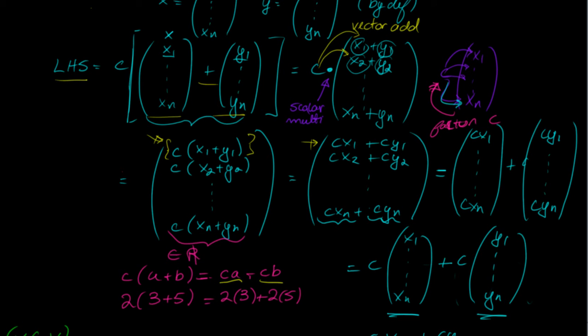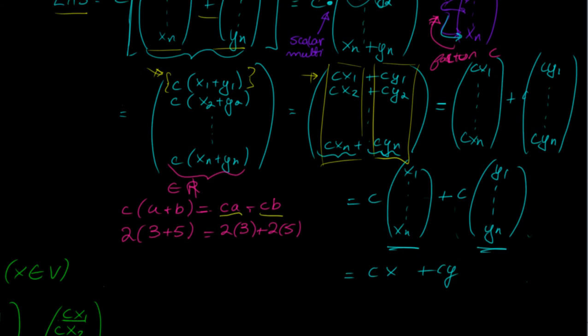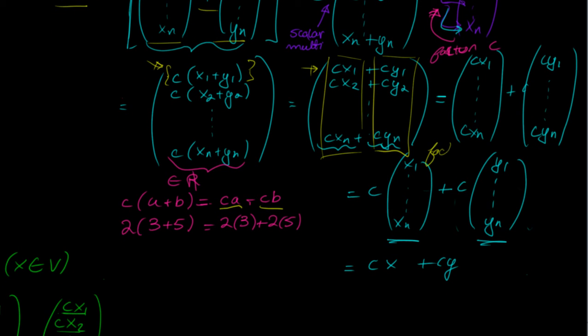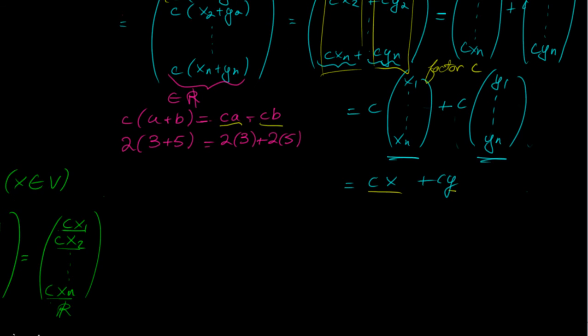And then I separate my two vectors, because really I have one vector and then another vector. So I separate them, I factor the c. So this is factoring c. And I end up with cx plus cy. So what I've done now is I've shown that c times (x plus y) is equal to cx plus cy, proving axiom 7.